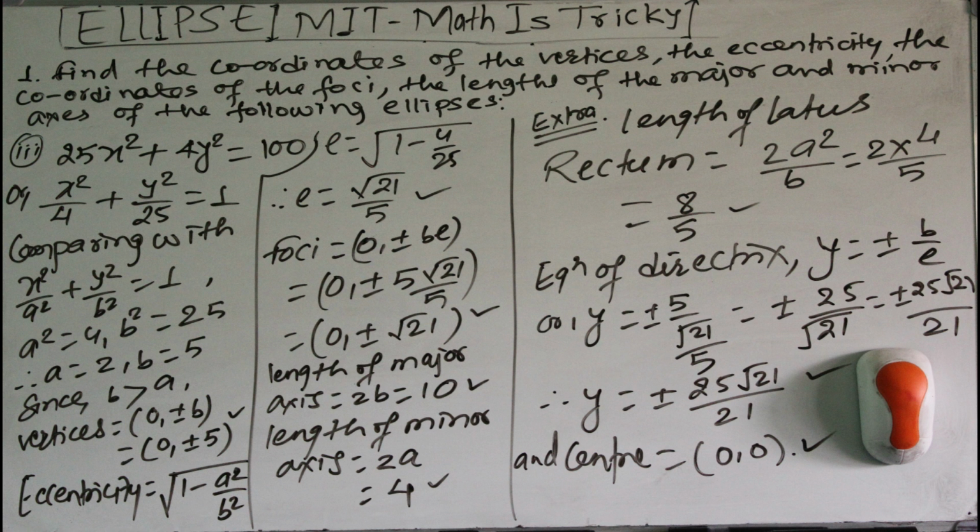Okay, so let's find length of latus rectum in this case also. So it is 2a square by b, which gives 8 by 5 as length of latus rectum. And equation of directrix will be y equals plus minus b by e. So by simplification we'll get y equals plus minus 25 root 21 by 21, and center is simply 0 comma 0.